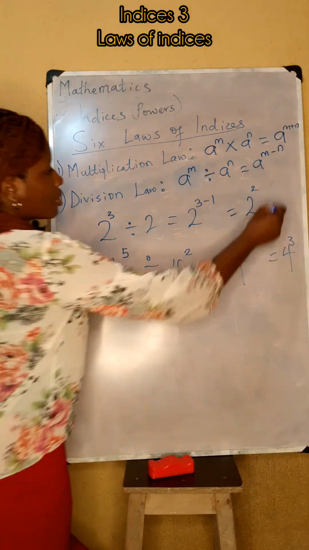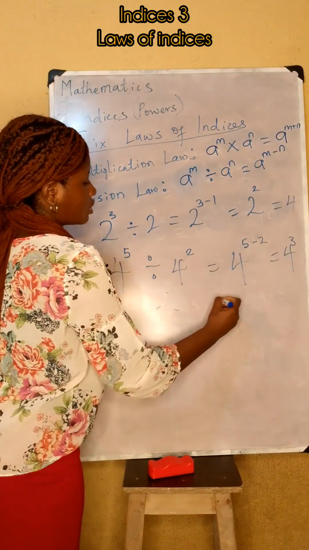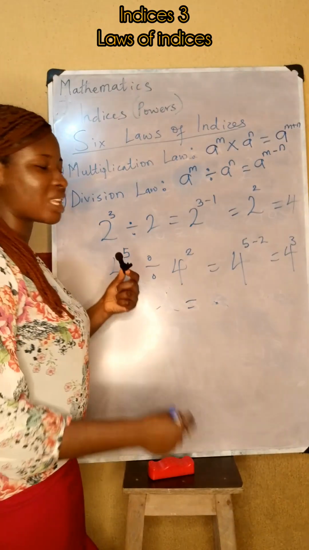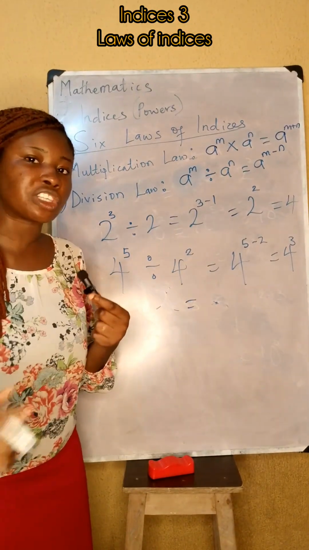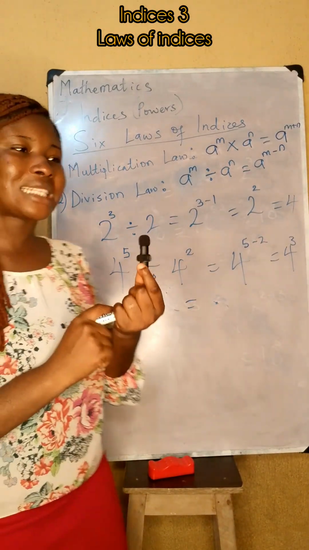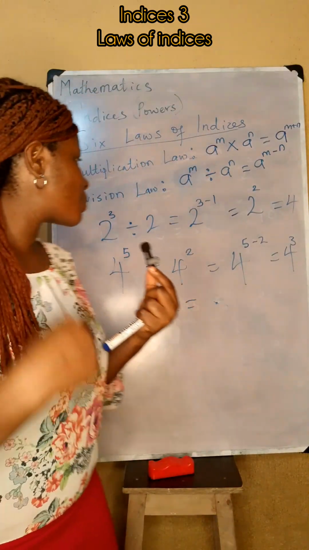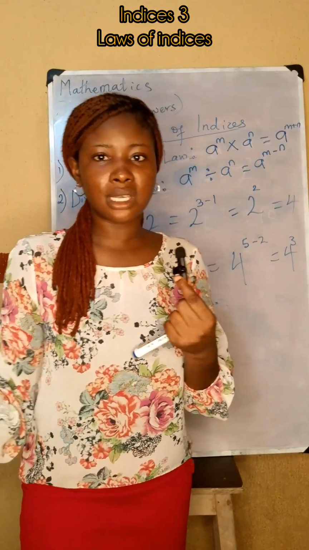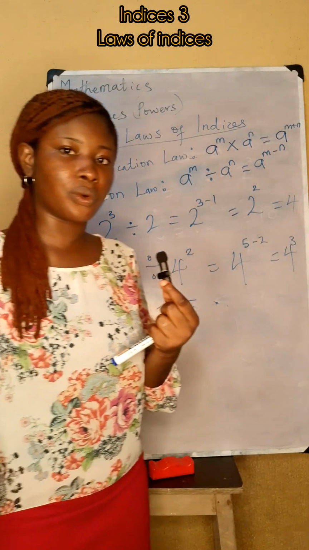Now, let us check what 4 raised to power 3 is. 4 raised to power 3 is 4 times 4 times 4. It's not 4 times 3. Most students make that mistake. 4 raised to power 3 is 4 times 4 times 4, that's 4 multiplied three times. And I think that should be giving us 64.